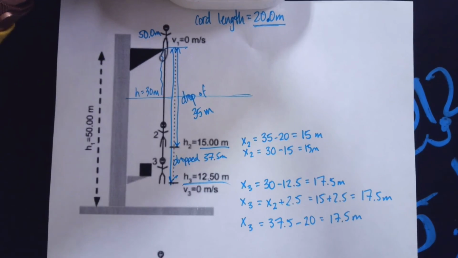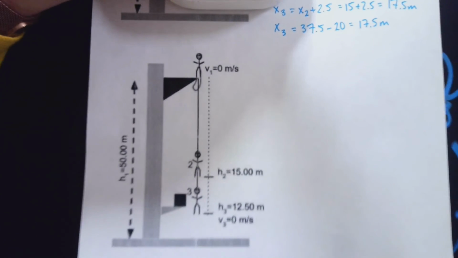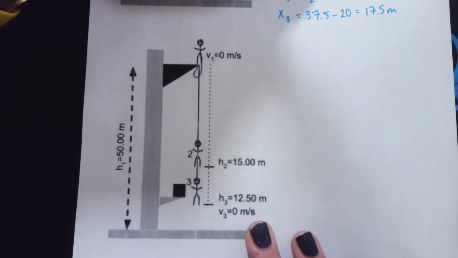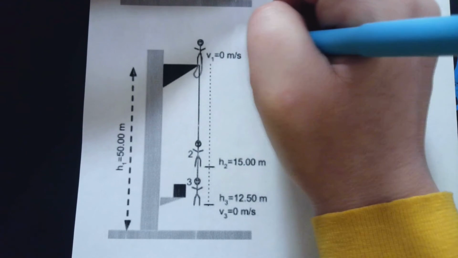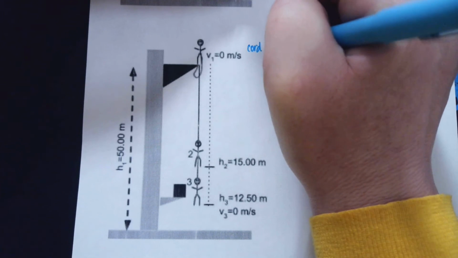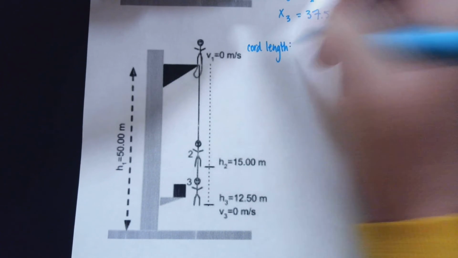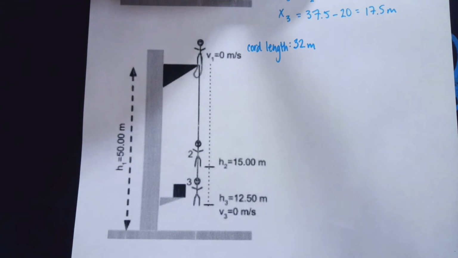I'm going to do it a different way. I'm going to do another example, same diagram, but now I'm going to say that the cord length is 30. No, I'm going to say the cord length is 40. No, you know what? We're not going to say that. We're going to say the cord length is, let's say, 32 meters long.